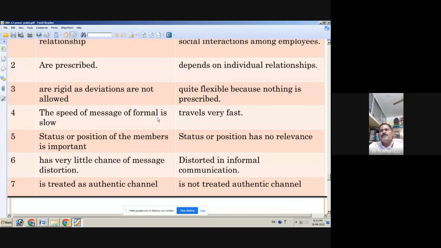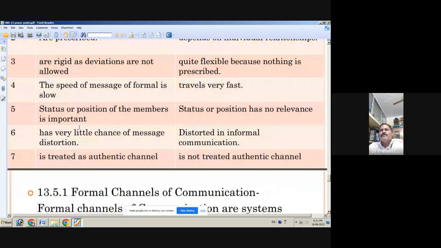The speed of the message of the formal is very slow, but informal is very fast. Sending the message is very fast in case of the informal, but in case of the formal, it will go very slowly. And status or position of the members is very important in formal. Status or position has no relevance at all in case of the informal. Informal has very little chance of message distortion.